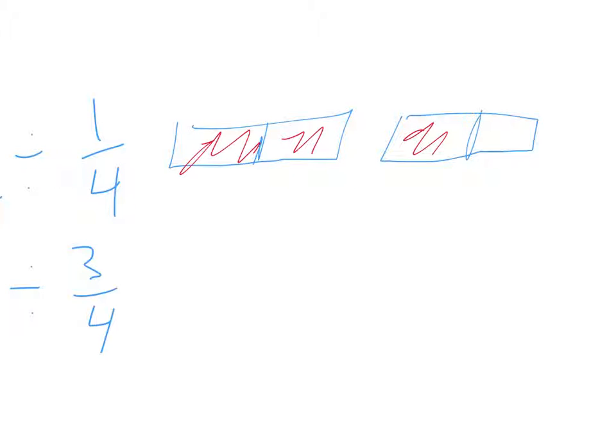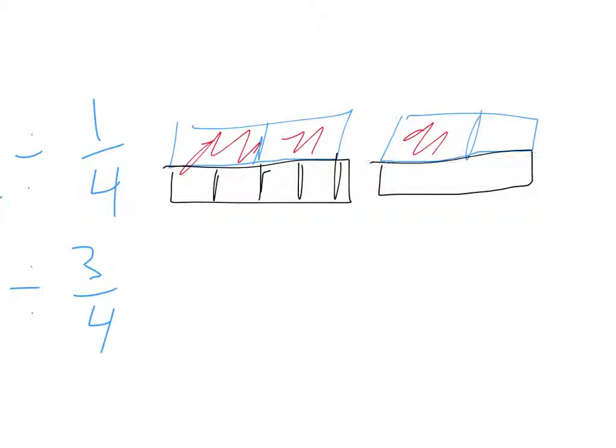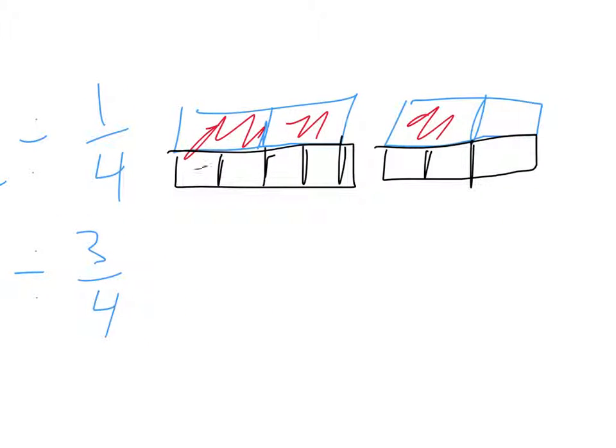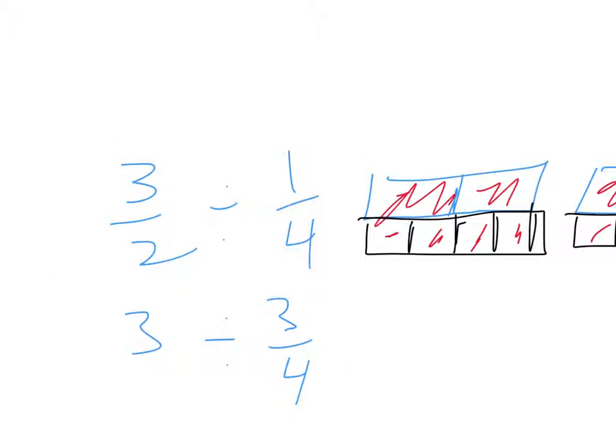Then we want to figure out how many 1/4 are in those. When we think about 1/4, we have to think back to the original whole. So this is the whole: this would be 1/4, 2/4, 3/4, 4/4. And then down here, 1/4, 2/4. Ultimately, if I look at how many 1/4 can fit into 3/2, I count 1, 2, 3, 4, 5, 6. So 3/2 divided by 1/4 equals 6.